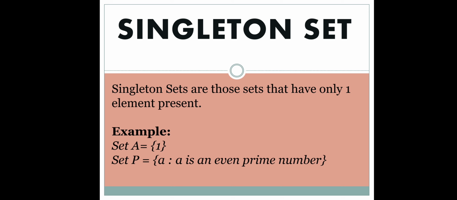Set P is defined as the even prime numbers. We all know that there is only one even prime number, that is 2. That means set P has only one element, that element is 2. So in these two examples, a set has only one element, so it is called a singleton set.